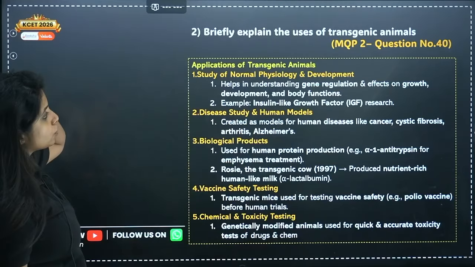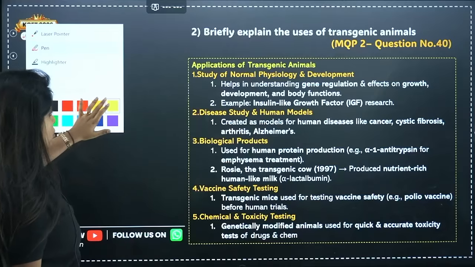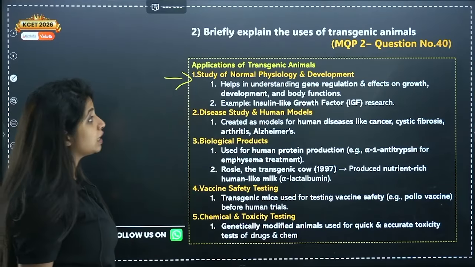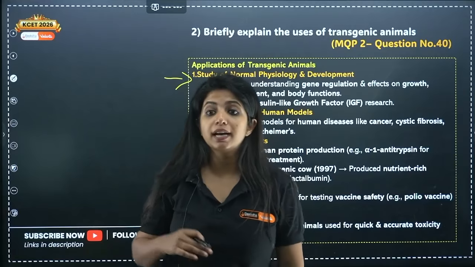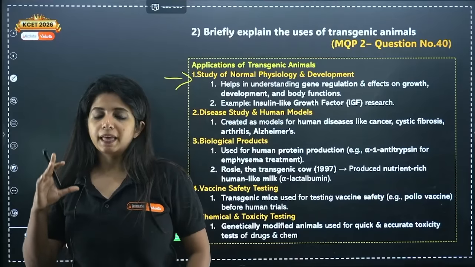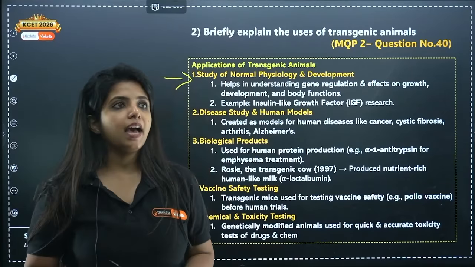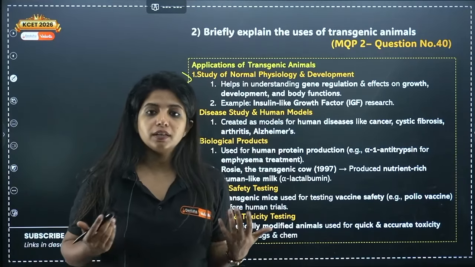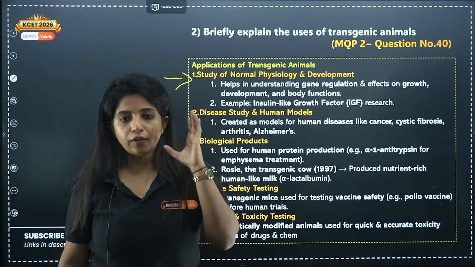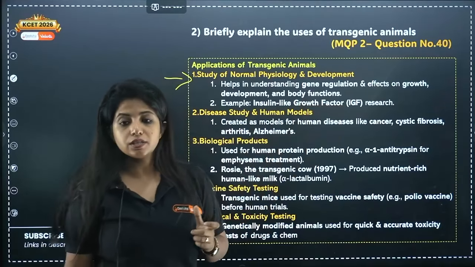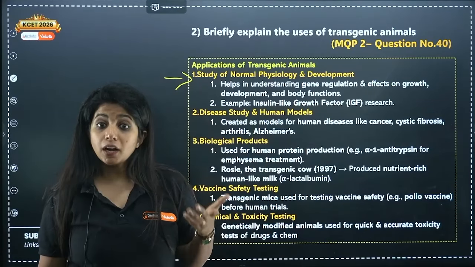Next, briefly explain the use of transgenic animals. First use is to study normal physiology as well as development. Suppose there is an organism out there, and suppose we have insulin-like growth factors. Okay, insulin-like growth factor is there. We do not know the exact function of this.